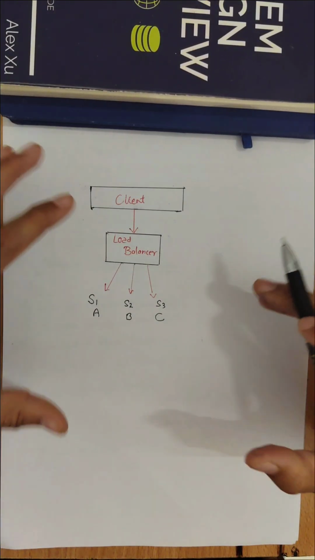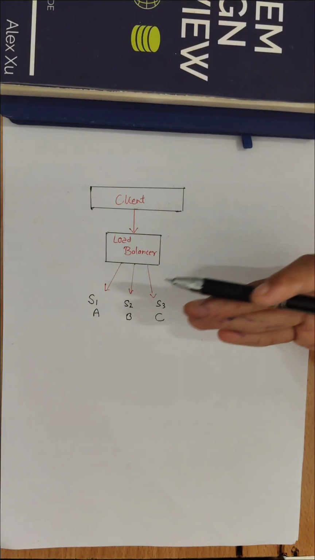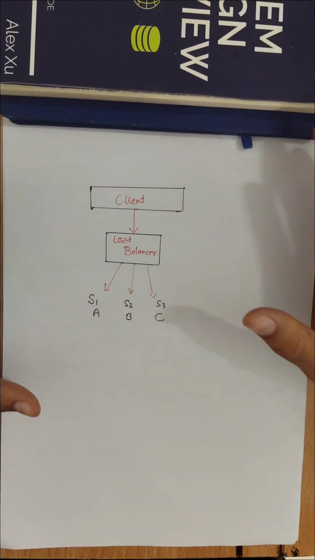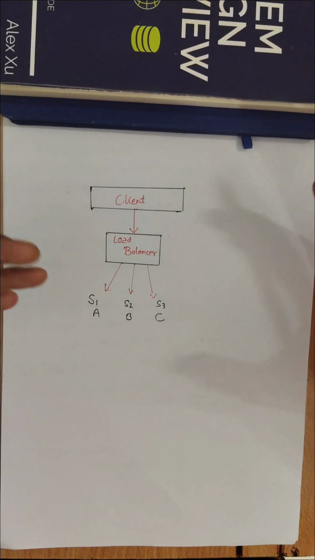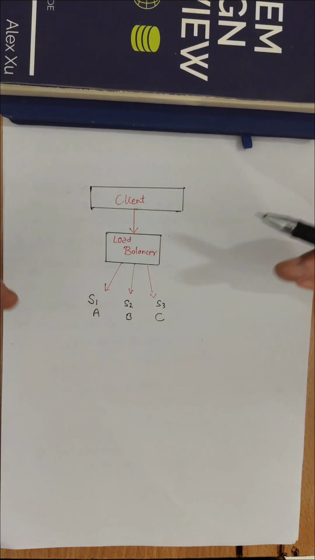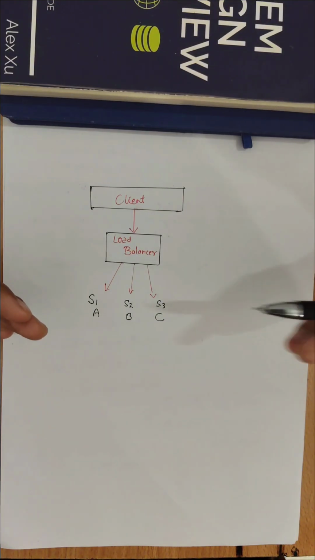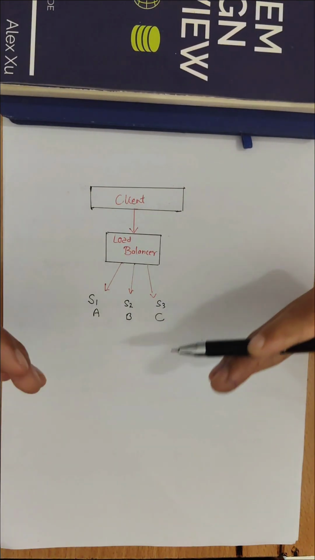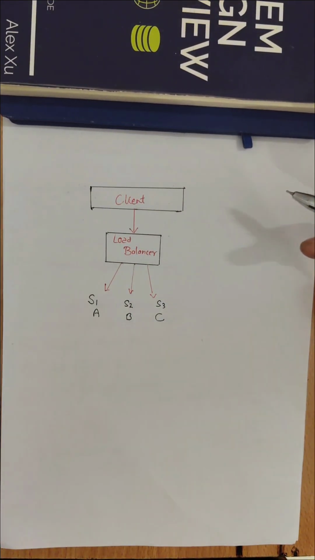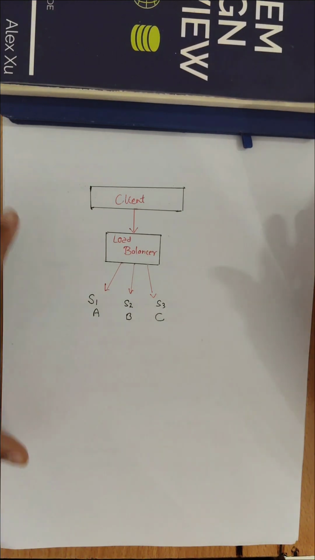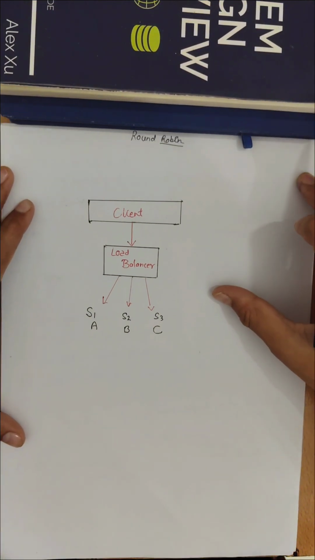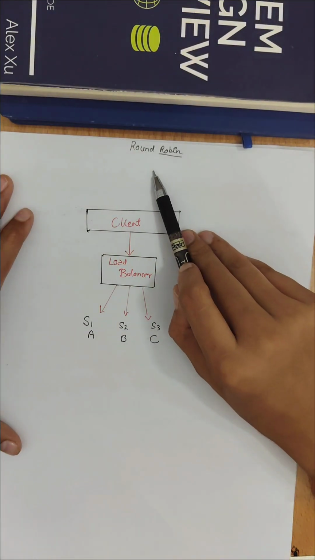In the previous video we have seen what a load balancer is and how a load balancer works. In this video we have to understand how a load balancer decides how to distribute the requests among the servers. There are a couple of techniques that exist. For each technique I'll make a separate video. So today let's understand the very first technique, that is the round robin technique.